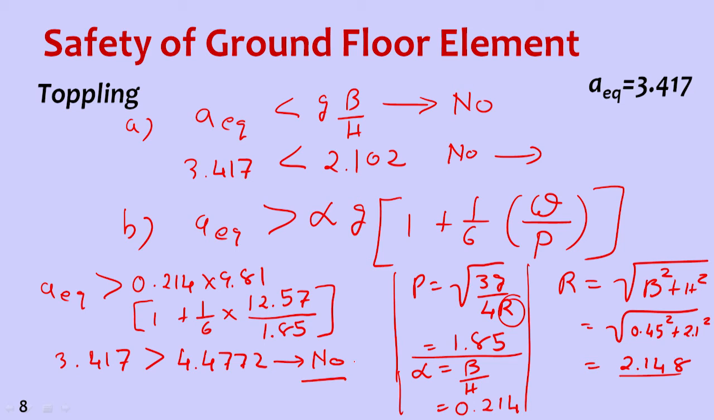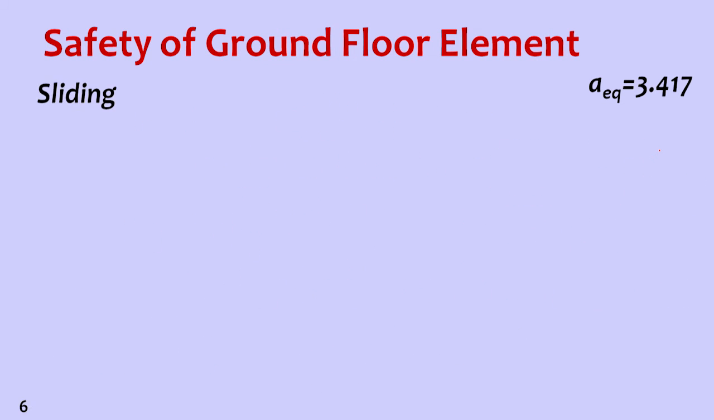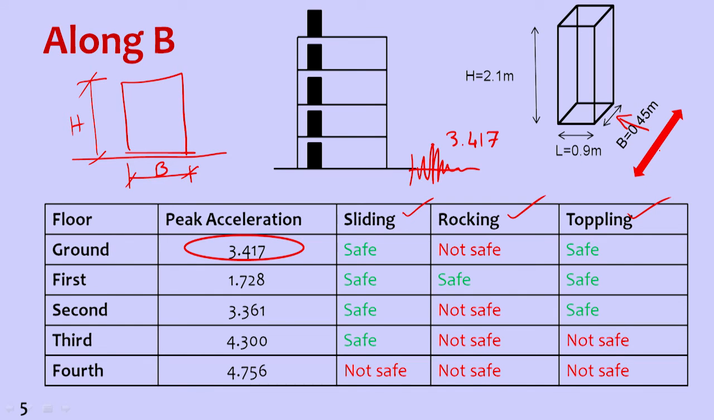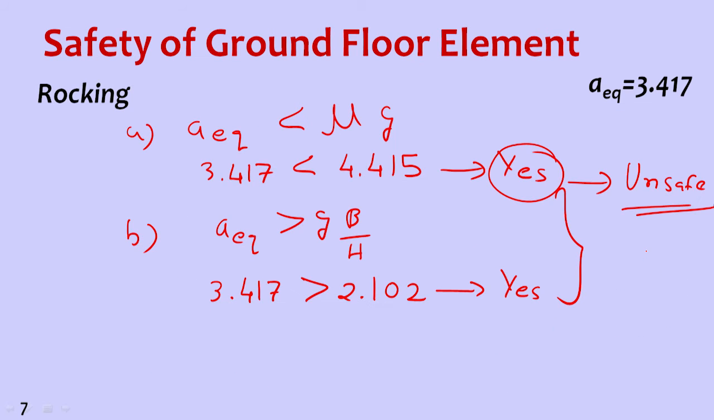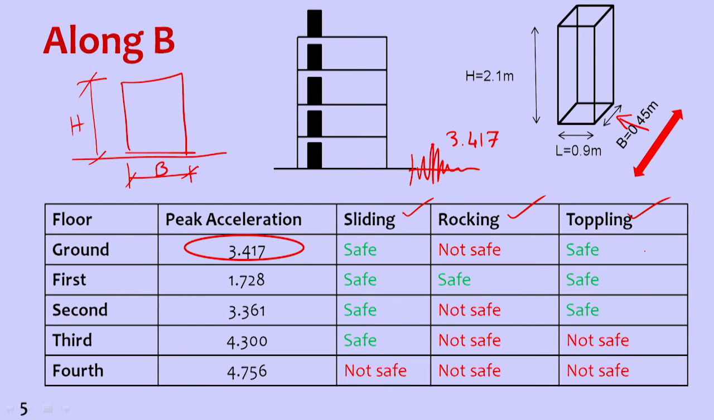This is no, this is no. So both together we can say that it is safe against toppling. So this is the result we got. Here we can see for the first condition it was no, hence it was safe. So here we have safe for sliding, not safe for rocking, and again safe for toppling.